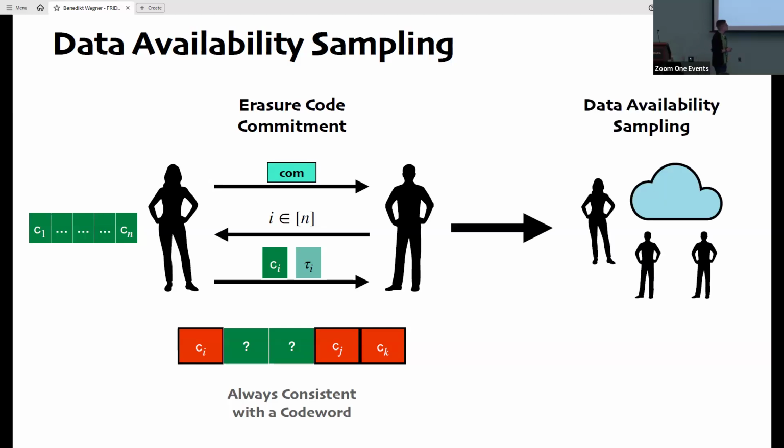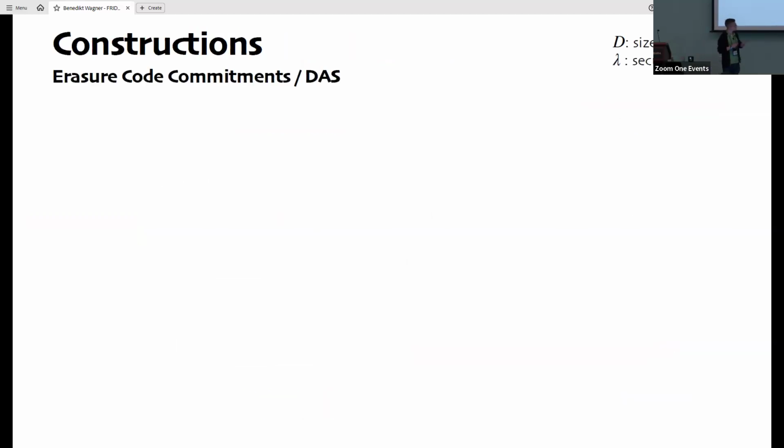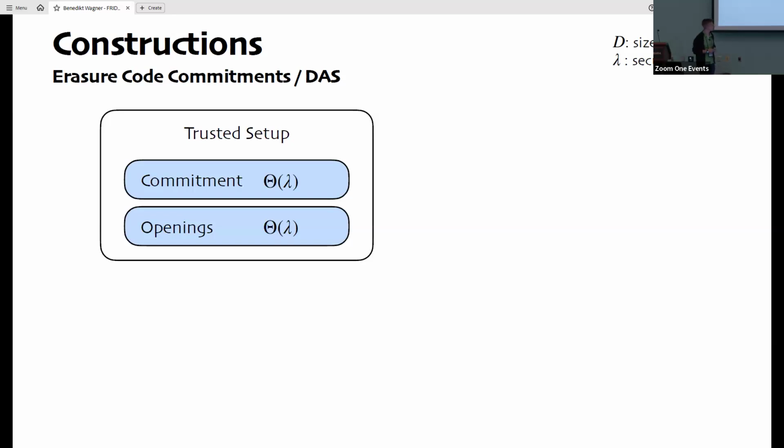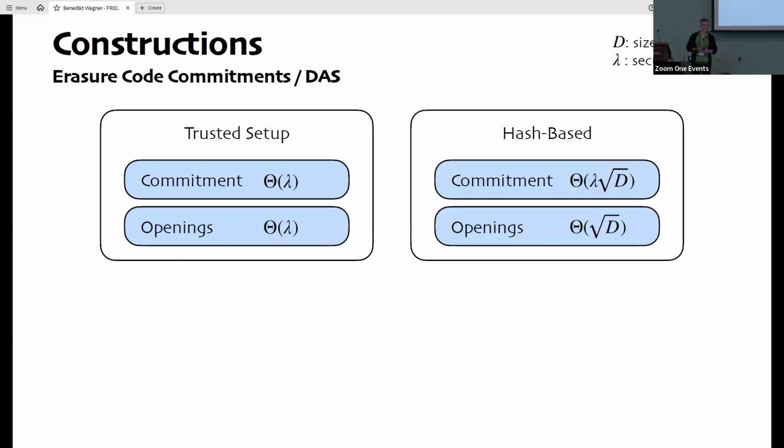And we then showed that data availability sampling can be constructed from this cryptographic primitive in a sound and consistent way. Okay, and then with this compiler, we looked at several constructions, as I already mentioned, and they roughly fall into two categories. The first one is based on a trusted setup with very efficient commitment and openings. And the second one is purely hash-based, but there, unfortunately, the commitment and opening size scales with a square root of the data size. And that means the communication for the clients now scales with the square root of the data size.